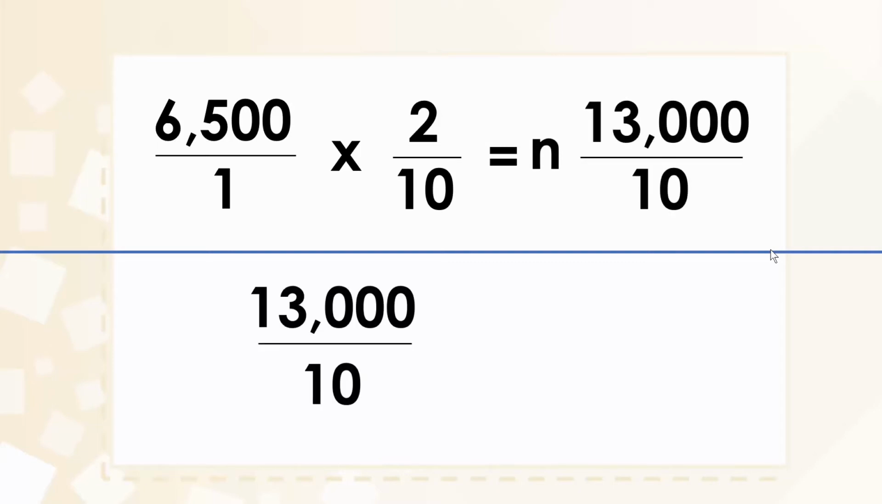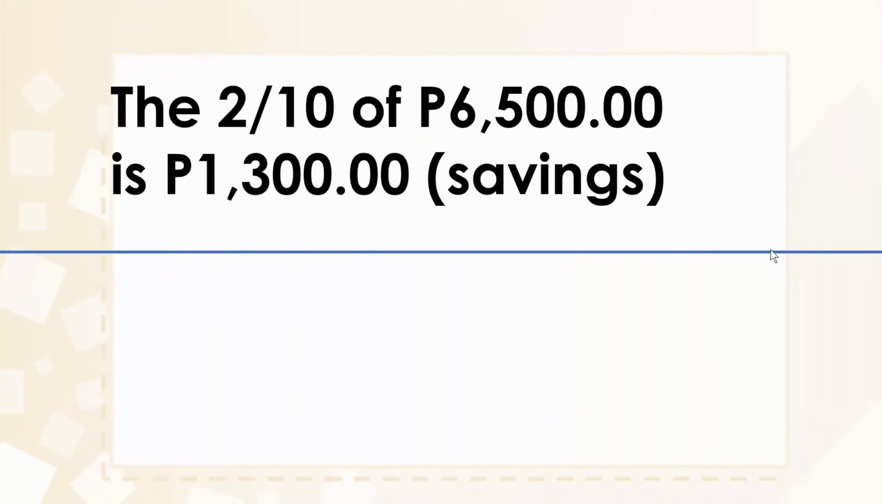6,500 times 2 is equal to 13,000. 1 times 10 is equal to 10. The answer is 13,000 over 10. Always remember to simplify the answer. We can look for its lowest term or convert to mixed or whole number. In this case, 13,000 over 10 is simplified to 1,300. So, the 2/10 of 6,500 is 1,300, and that will be allotted for the savings.